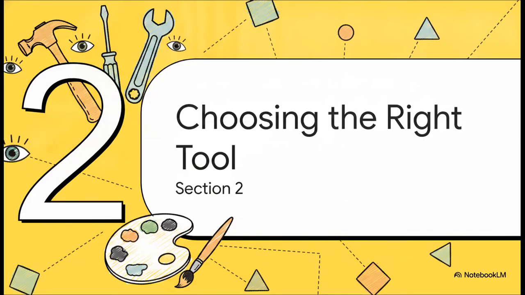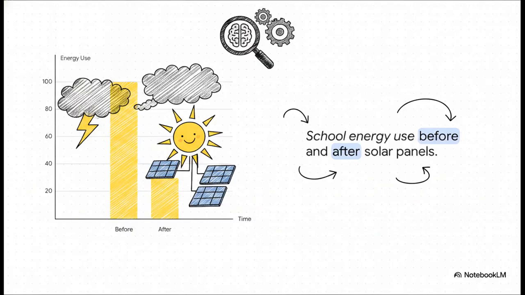All right, moving right along to section 2, choosing the right tool. The golden rule as we explore our toolbox here is that your visuals absolutely have to directly support your main points. They can't just be there to look nice. Let's say you're doing a science project on alternative energy, and this brilliantly illustrates exactly what we're talking about. A bar graph perfectly compares the numbers. Look at the school energy use before solar panels, way up high, and then after solar panels, nice and low. You don't have to rattle off a bunch of confusing statistics, your audience just gets it instantly.